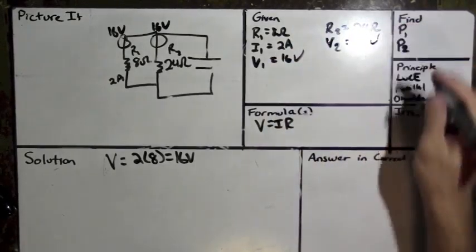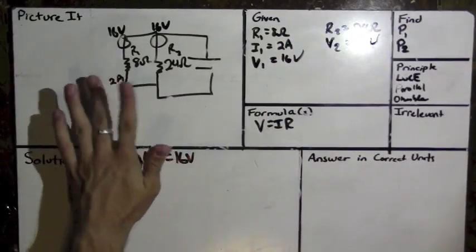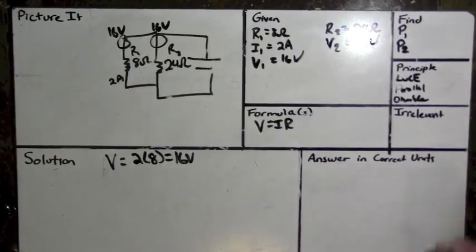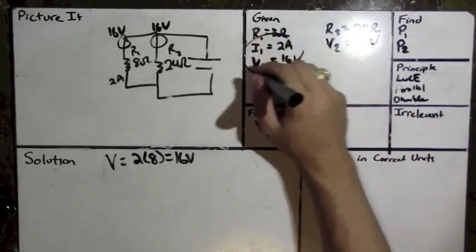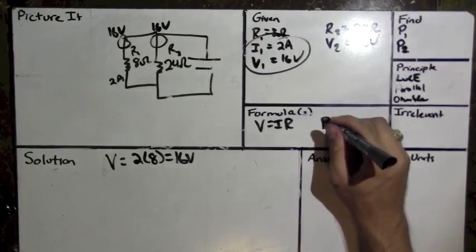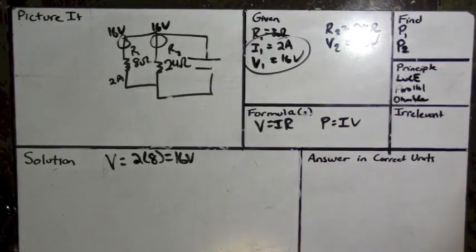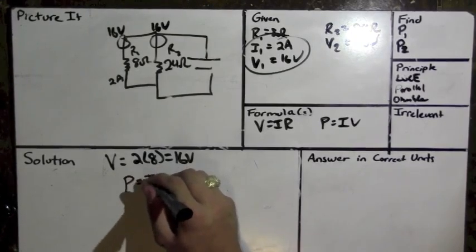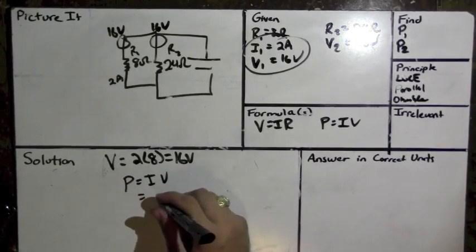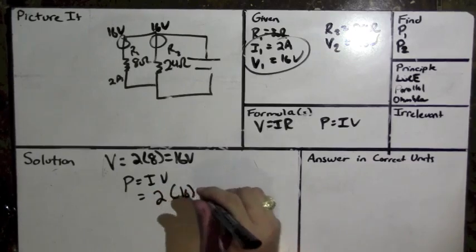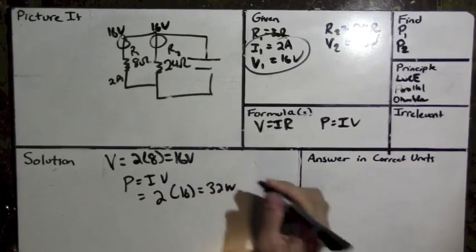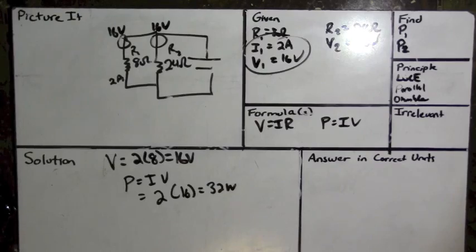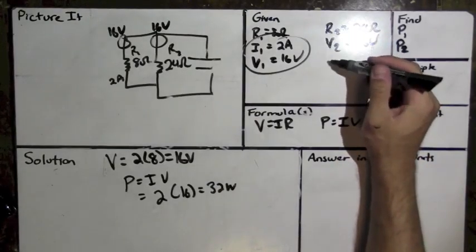So now I can solve for the power in each one of these resistors. Since I have everything in the first one, I'm going to use the simplest power formula, which is P equals IV. So I take 2 multiplied by 16, which gives me 32 watts. For the second one, though, if you look, I don't have the current.